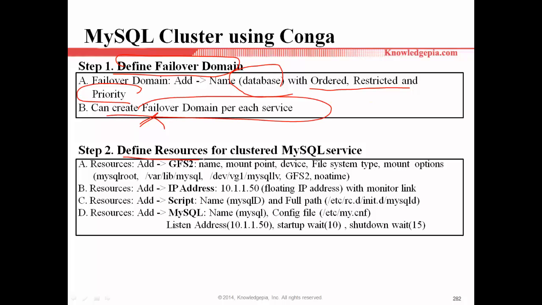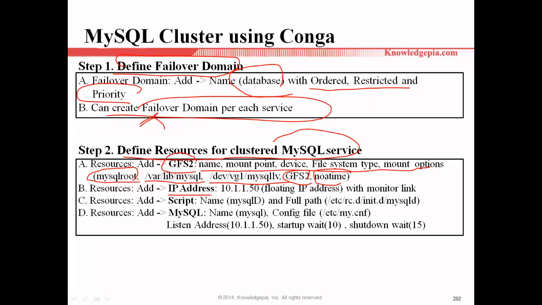Step 2, define the resources for the clustered MySQL service. First one, GFS2. This one will be the file system. So here, name, mount point, device, file system type, and options. In my case, the name will be MySQL root, and the mount point, and the device, and the file system type, and options.